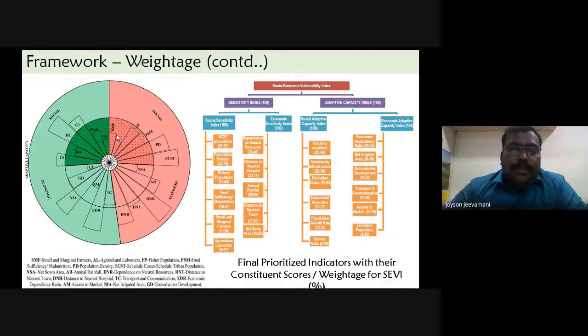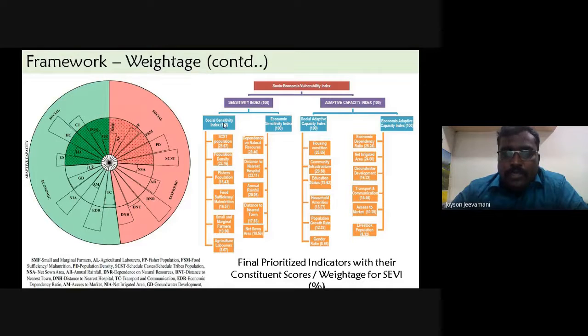So basically, when we add all these social indicators of sensitivity, it amounts to 100%, but with a different weightage. So that is how each indicator is related, or how it is contributing to the overall sensitivity. So these are the weightages. On the right side we have the weightages.